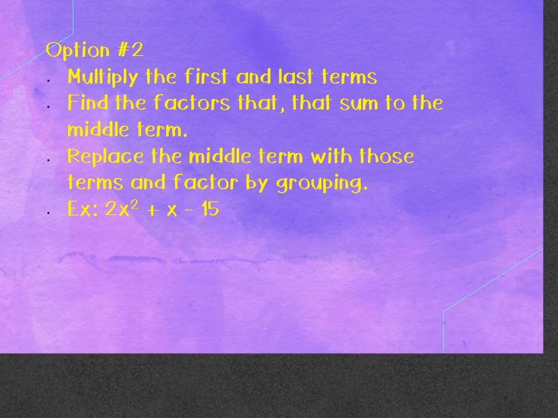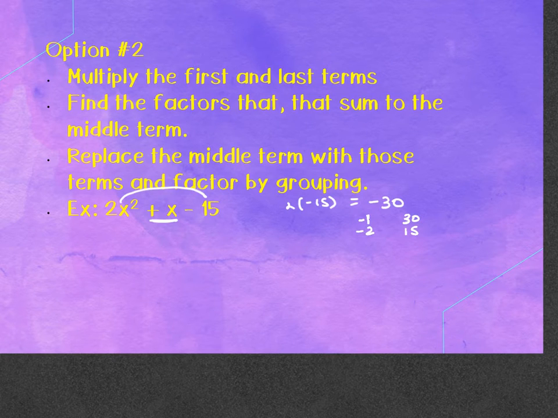First, I take the 2x, well, I just take the 2 and the 15, but it's negative 15. So 2 and negative 15, and it's negative 30. Find the factors of that sum to 1. So one's got to be positive, one's got to be negative. The bigger one has to be positive, which means it's 1, negative 1, and 30. That's not going to work. Negative 2 and 15. That's not going to work. Negative 3 and 10. That's not going to work. Negative 5 and 6, and there's the combination that gives me 1.